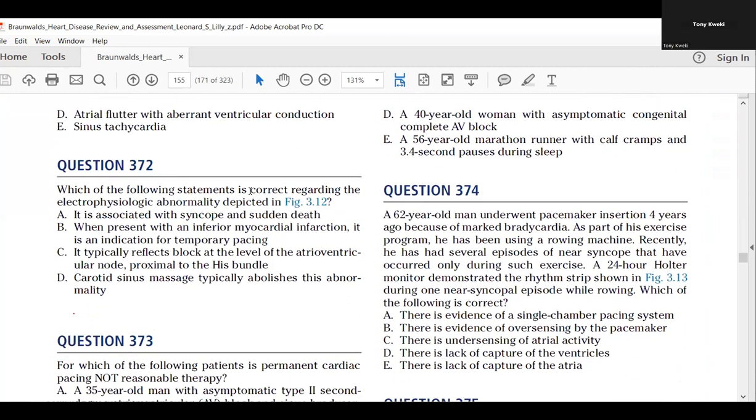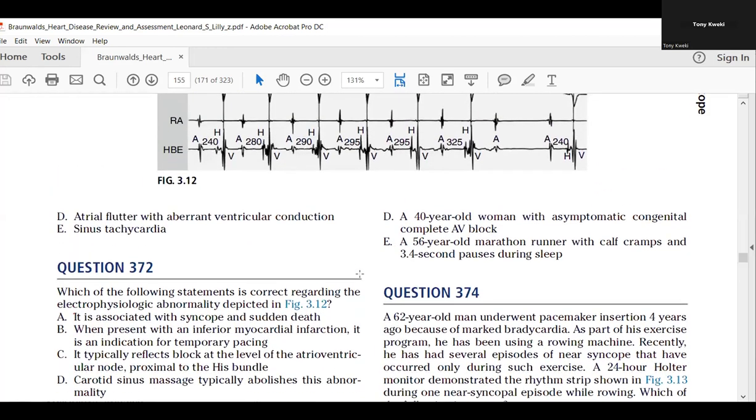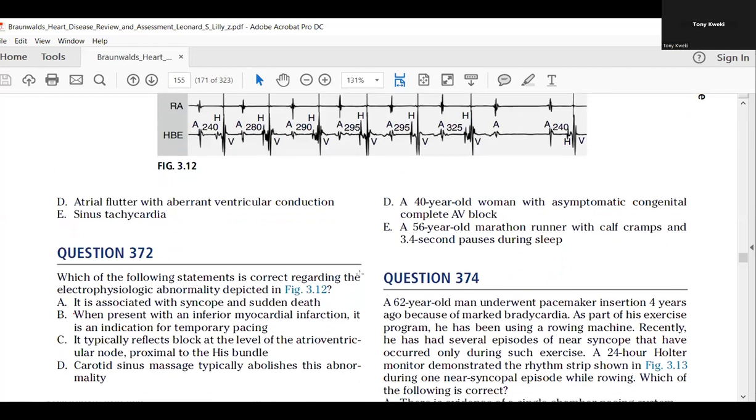Thank you very much. So the second question, it looks as though I have a lot of intracardiac electrograms to talk about today. Which of the following statements is correct regarding the electrophysiologic abnormality depicted in Fig 3.12? The first is associated with syncope and then sudden death. When present with an inferior MI, it is an indication for temporary pacing. It typically reflects block at the level of the AV node proximal to the His bundle. And carotid sinus massage typically abolishes this abnormality.